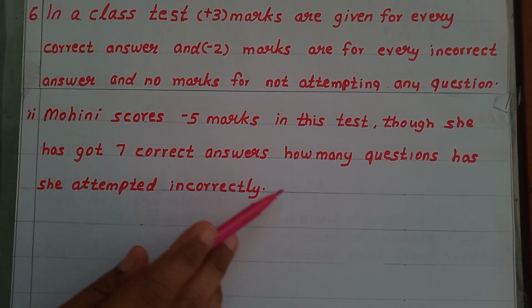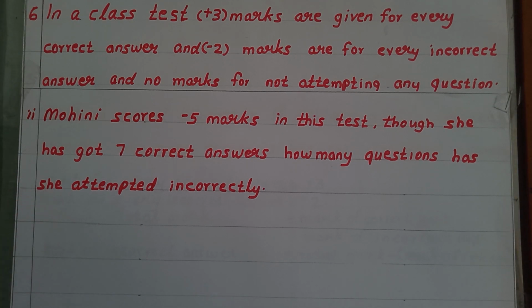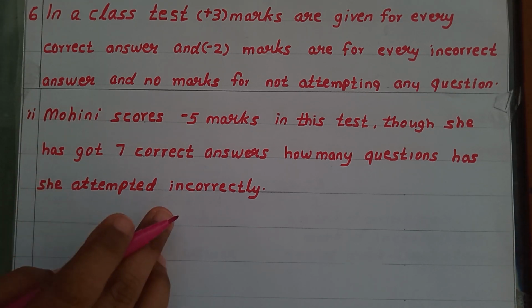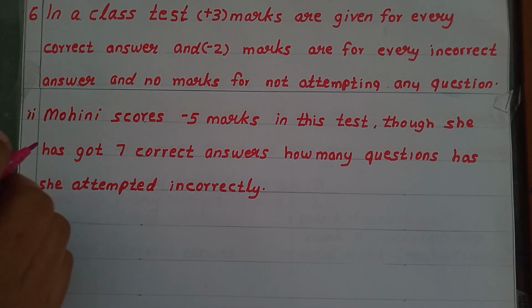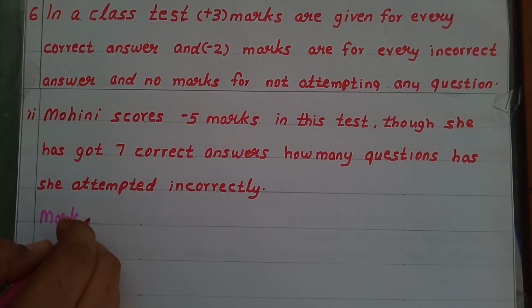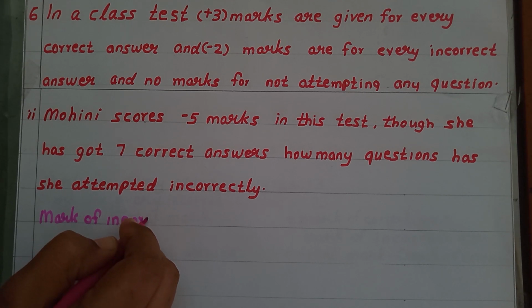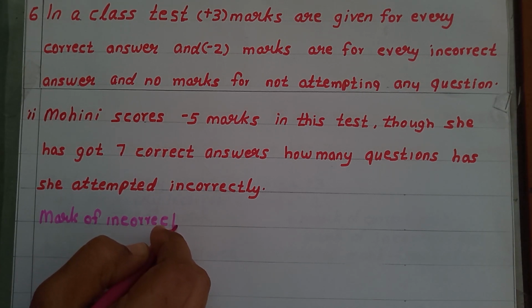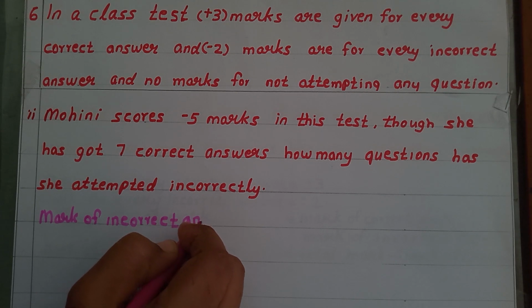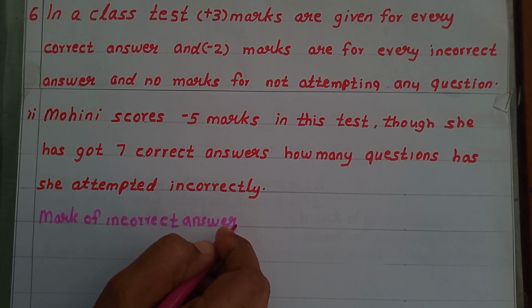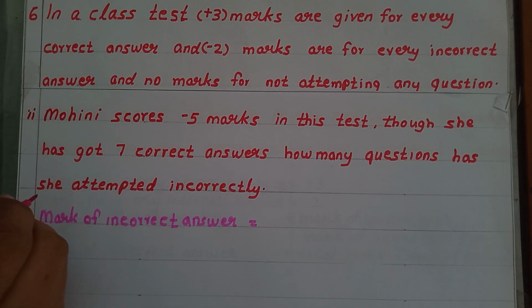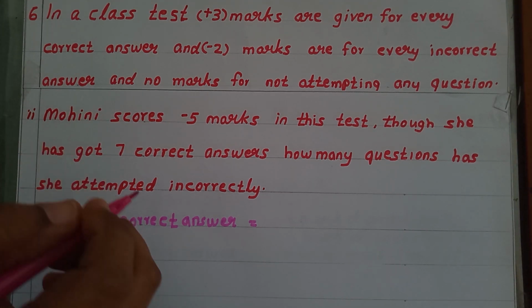For question number 2, Mohini scores minus 5 marks in this test, though she has got 7 correct answers. How many questions has she attempted incorrectly? In the same way as we did in the previous question, we know the formula: mark for incorrect answer equal to total mark minus mark of correct answer.